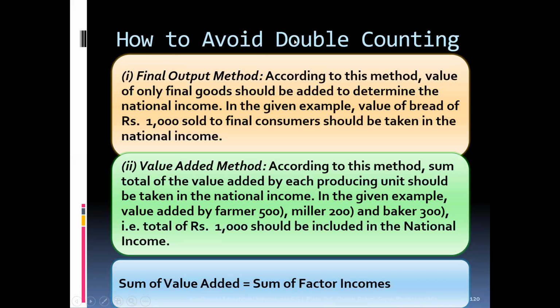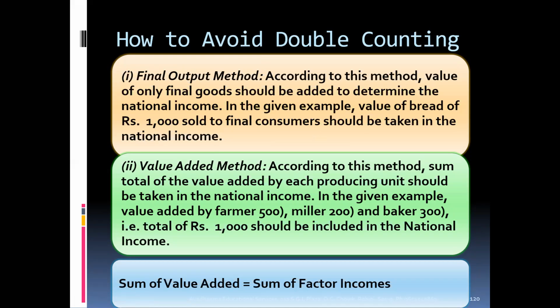So how to avoid the problem of double counting? First, find the final output, according to the final output method. According to this method, the value of only final goods should be added to determine the national income. We just saw that the value of bread, sold for rupees 1000 to the final consumer, should be taken for the calculation of national income.